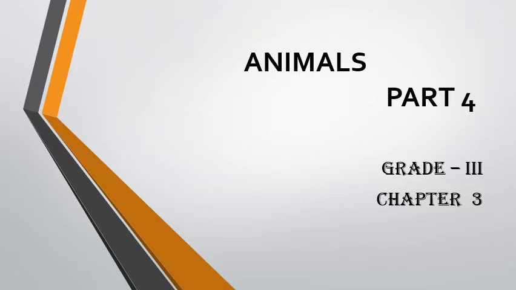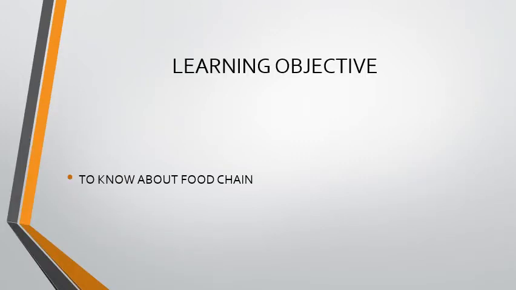Today we are going to see about Science, Chapter 3, Animals, Part 4. Learning objective: to know about food chain.